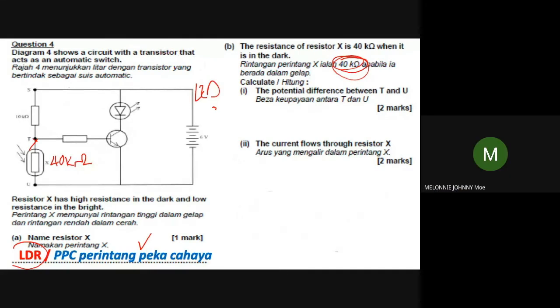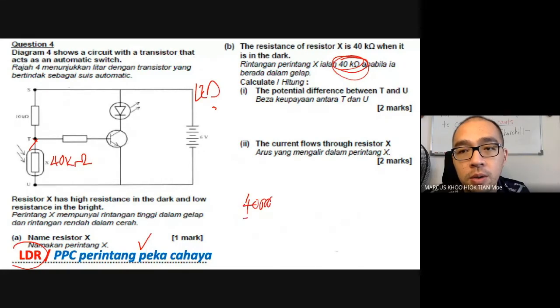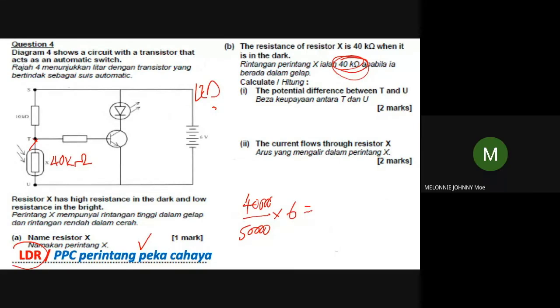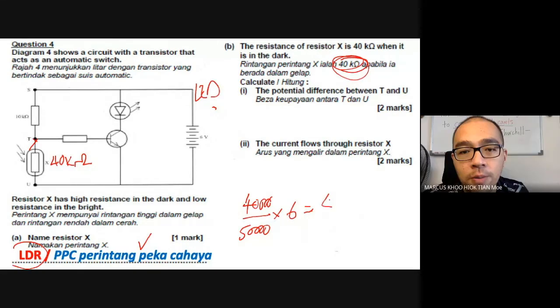40,000 divided by 50,000 times 6. So the answer is 4.8 V. 40,000 over 50,000 times 6. The answer is 4.8 volts. Okay. Continue, Melanie, since you're here.